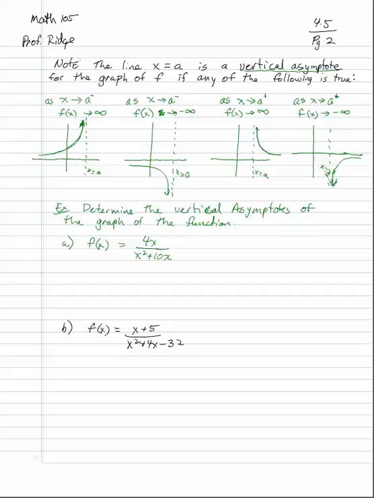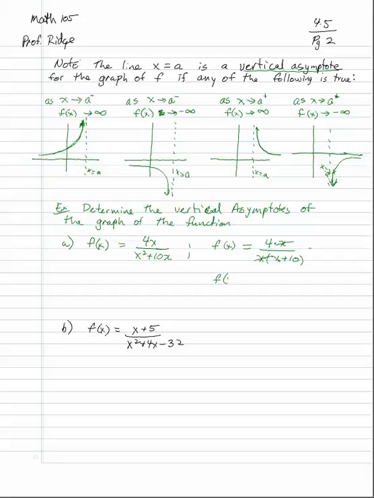All right, let's try an example. Remember, to find the vertical asymptote, you need to write f of x in reduced form. So we can factor an x out of the bottom. Notice the zeros of the denominator are x equals 0 and x equals negative 10. But this is not reduced, so we have to reduce it first.